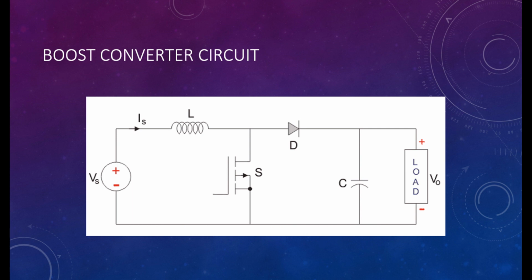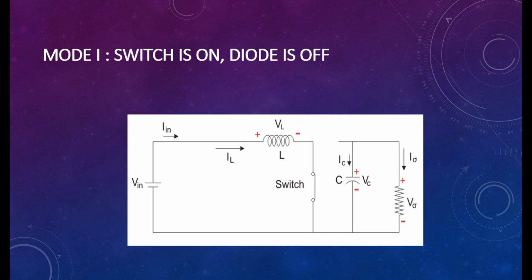A typical boost converter is shown in the figure. The circuit consists of the input voltage source connected to an inductor. The solid-state device which operates as a switch is connected across the source. The second switch used is a diode. The diode is connected to a capacitor, and the load and the capacitor are connected in parallel as shown in the figure. There are two modes of operation.